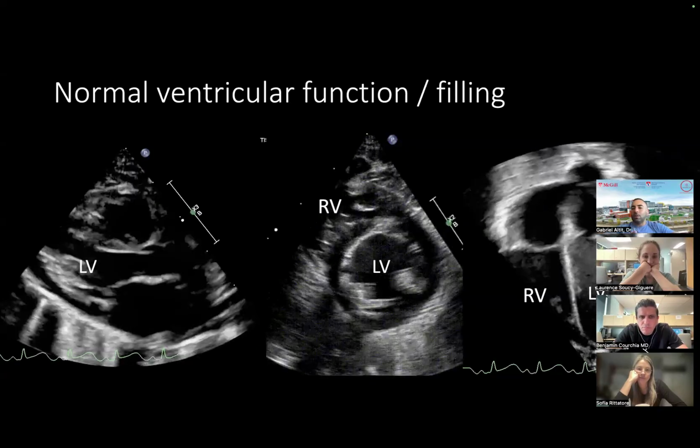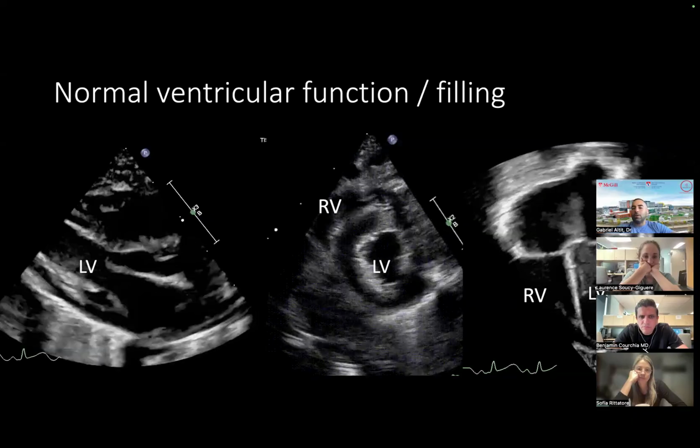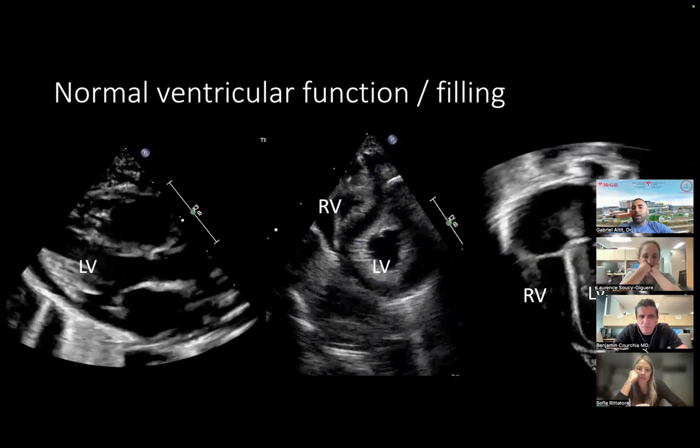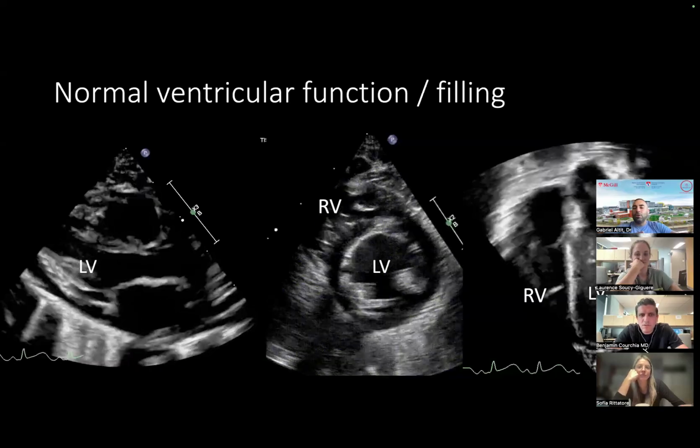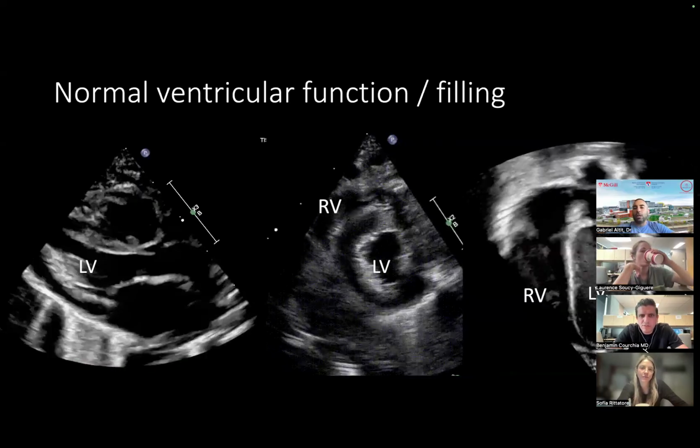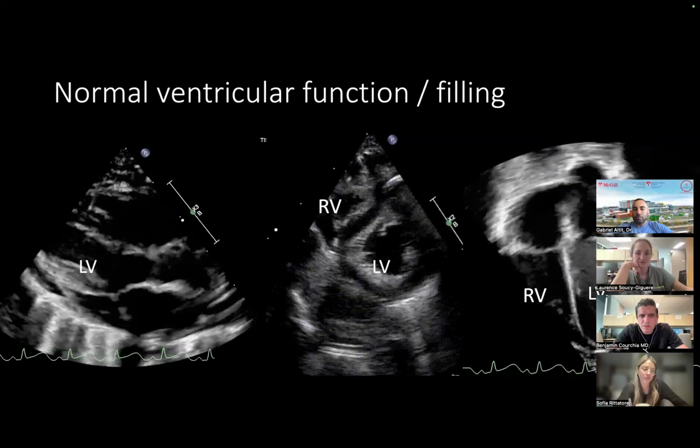You do a PDA cut. There is a PDA. It looks small to moderate in size. It's left to right. It looks unrestrictive. And you consider that this patient may have some transitional physiology and maybe a bit of ductal steal.